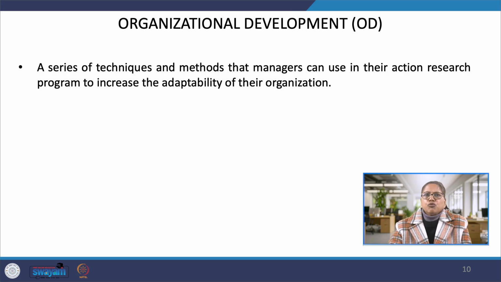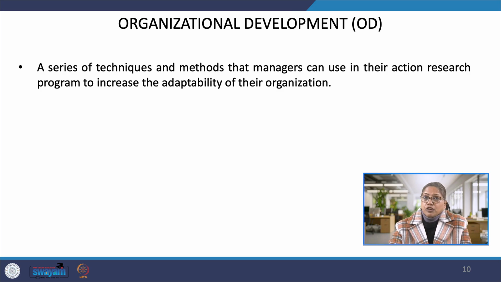we also need to look at various organizational development measures. What are these organizational development measures? With any change, development is part and parcel of the change process. It is a series of techniques and methods that managers can use in their action research program to increase the adaptability of their organization. As we have discussed earlier, institutionalizing action research is only possible when the change becomes a norm of the organization.